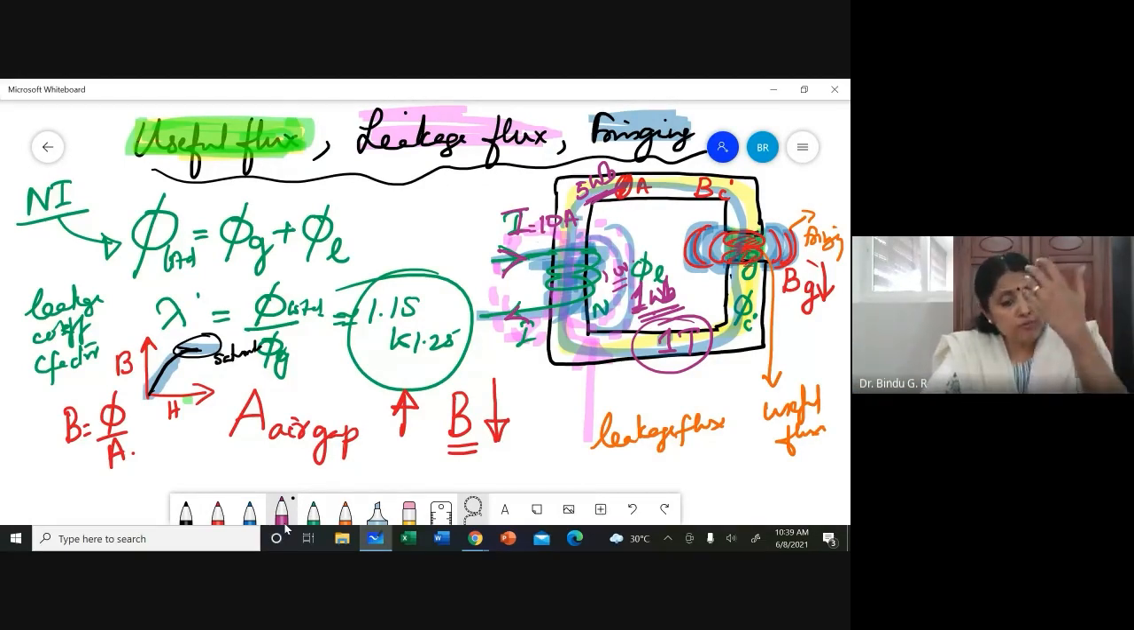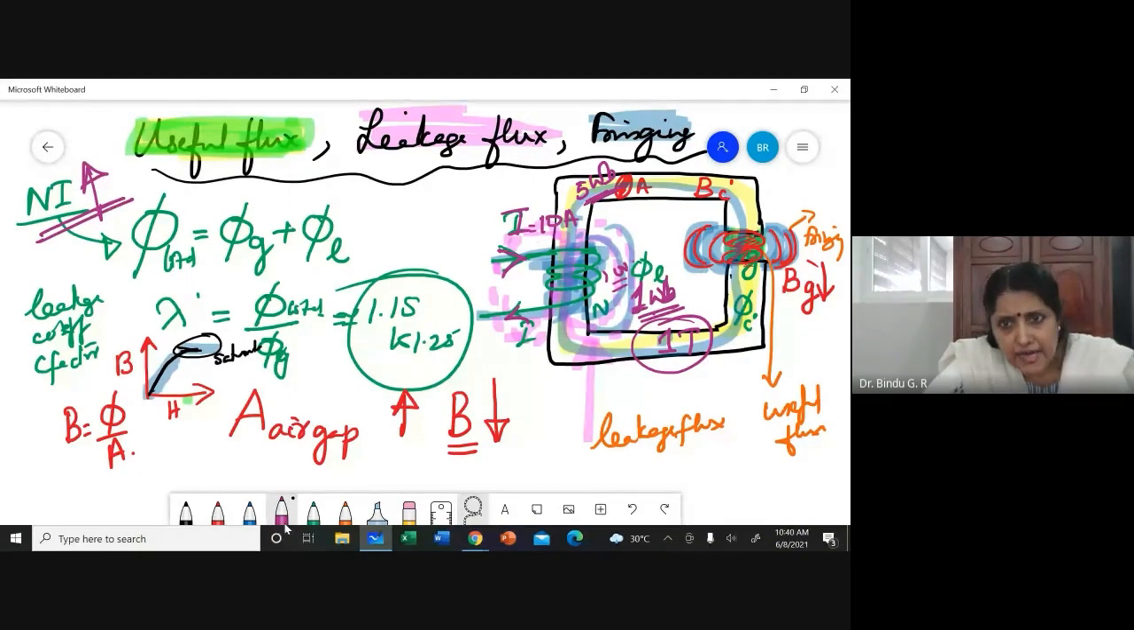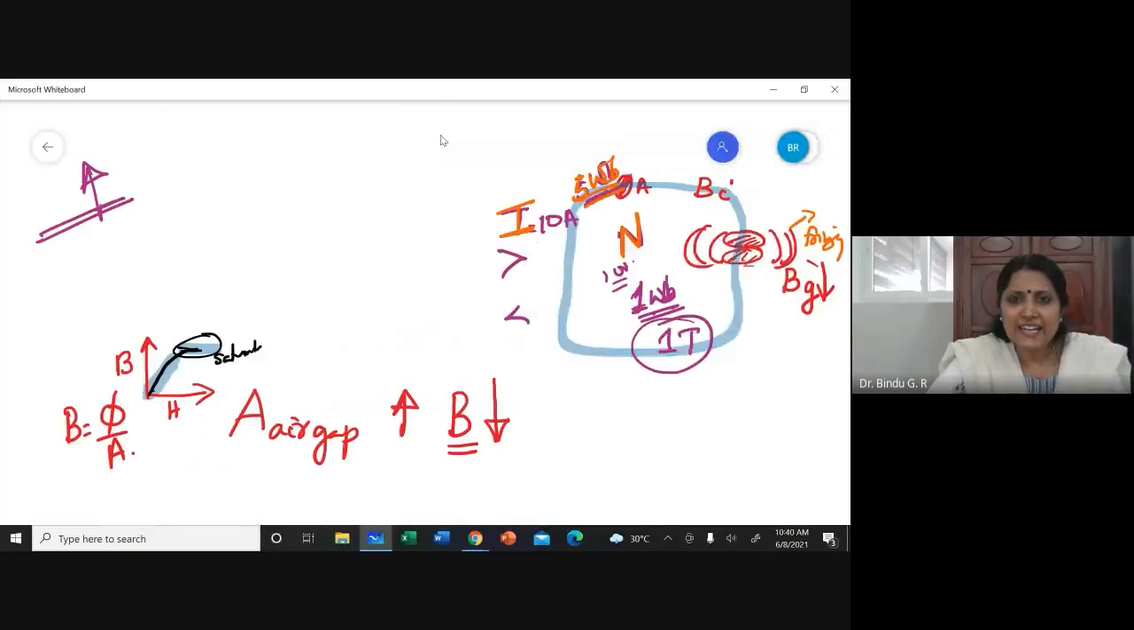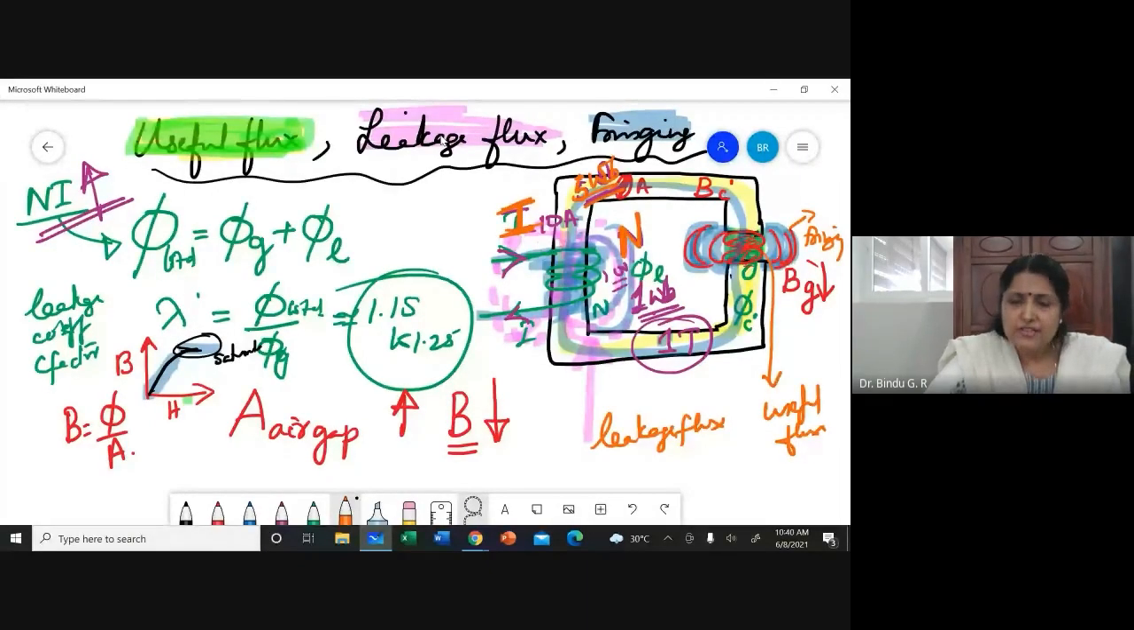But I know that 1 Weber is lost as leakage flux, and at the same time I want to maintain the flux in the core as 5 Weber itself, so what will I do? I increase the MMF, either by increasing the number of turns or by increasing the current, so that even if the leakage flux is there, I can maintain the same flux. This is the overall idea. I hope this much is clear.